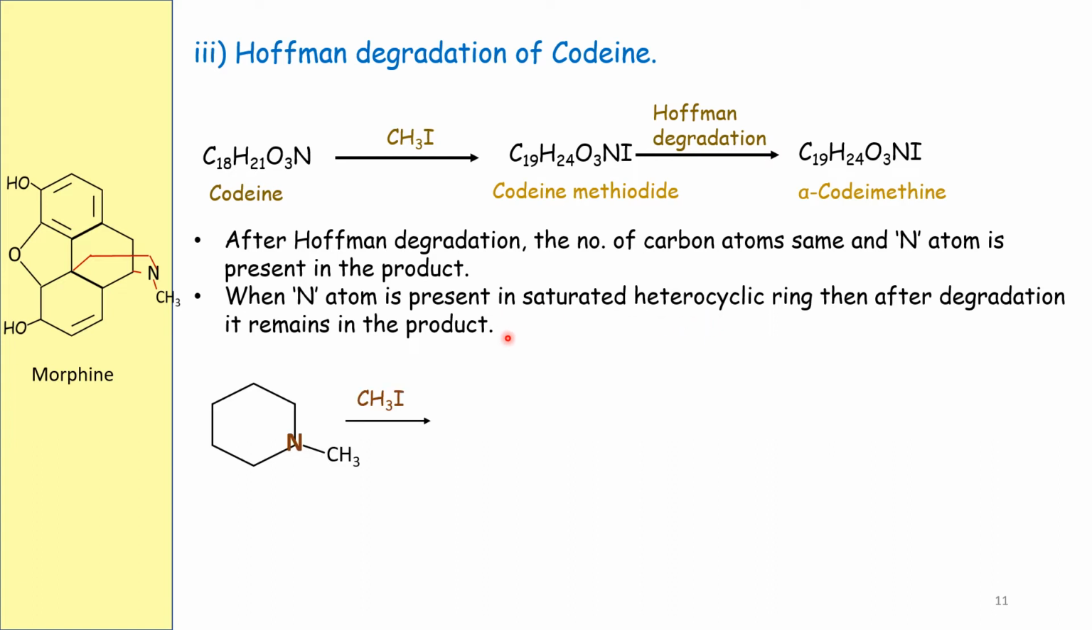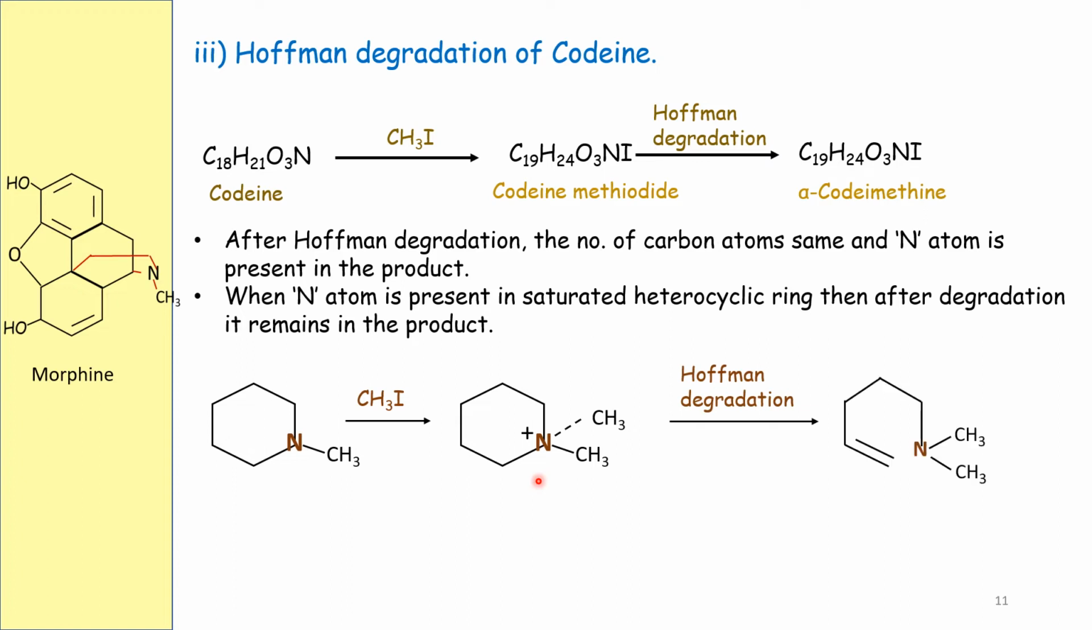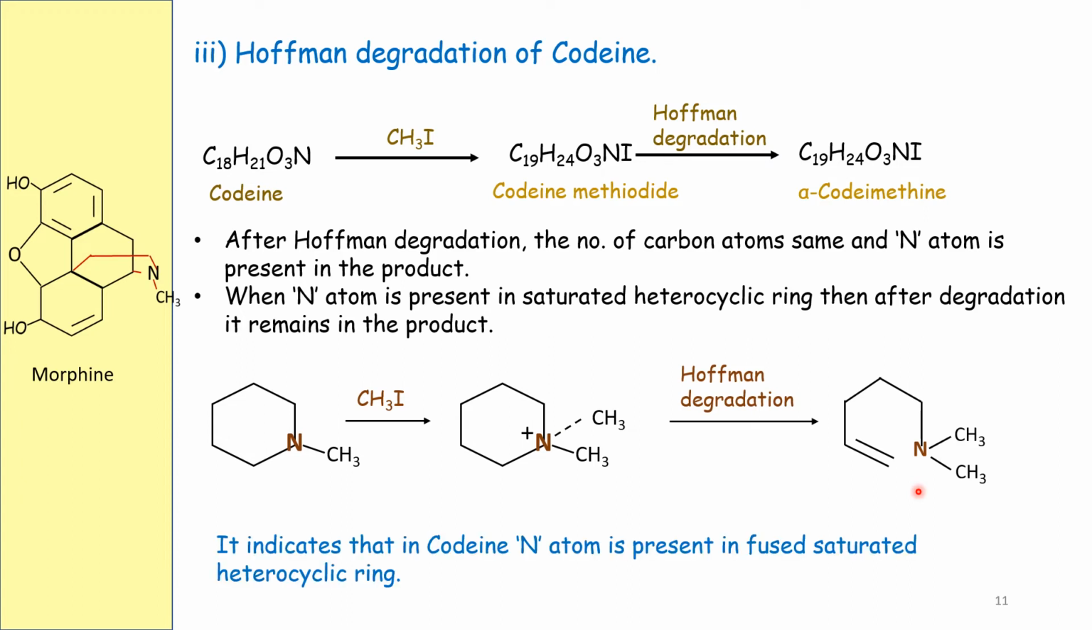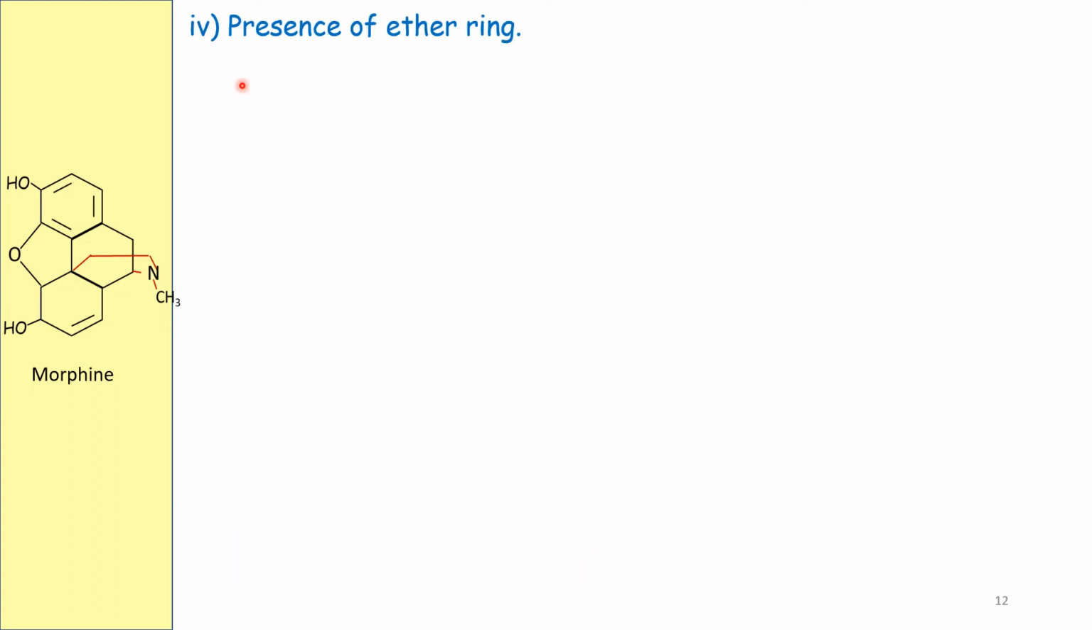For example, in this reaction, this is a saturated ring, and nitrogen is present in the saturated ring. After methylation we get that quaternary salt, and followed by Hofmann degradation the nitrogen remains in the product, and this indicates nitrogen is present in the fused saturated heterocyclic ring in morphine. Then we have to detect the presence of an ether ring.